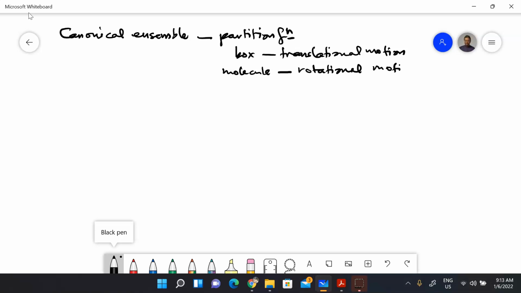So today, what we're going to do is to focus specifically on the case of the diatomic molecule and then look at vibrations. Okay, vibrations for diatomic molecules.